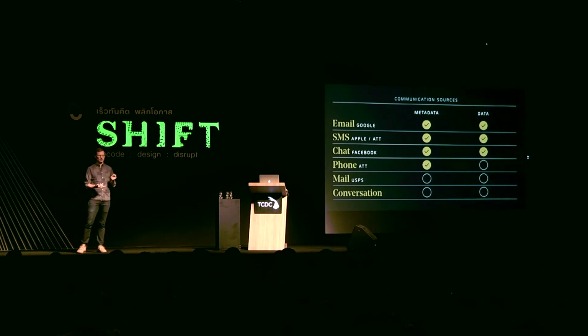So these are things like digital communications, email, SMS, and chat. And then the other ones that we consider traditional means of communication, like the post office, things we get in the mail, conversation face-to-face, and using the phone.